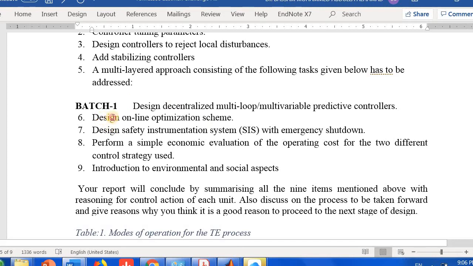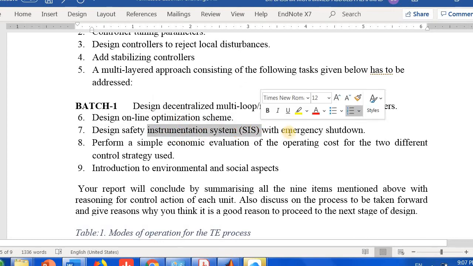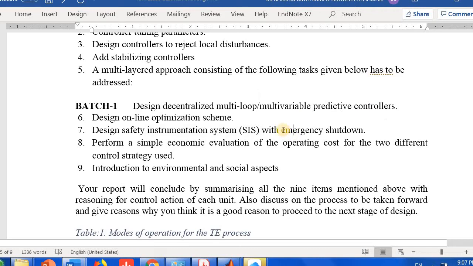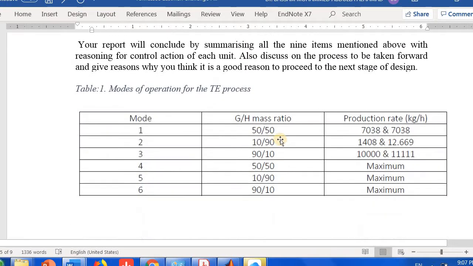If we get a chance, we're also going to do some kind of optimization scheme and safety instrumented system. If we are not able to do it online, at least we're going to explain it. We are going to show what the SIS could be, and I'm asking only for one scenario, the worst scenario, for one emergency shutdown system.